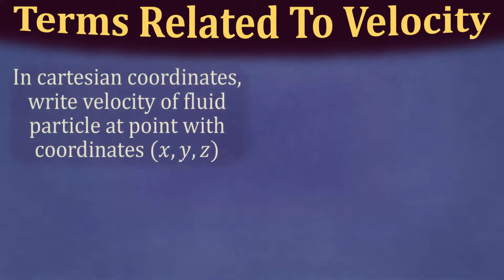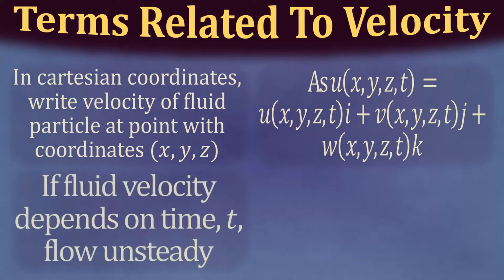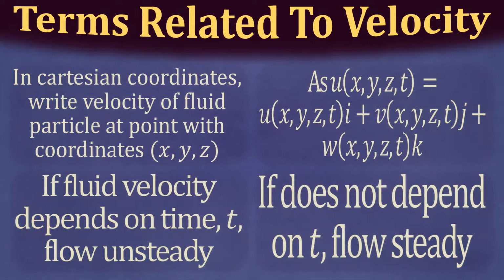Next, let's define some terms relating to velocity. In Cartesian coordinates, we write velocity of the fluid particle at a point with coordinates x, y, z as u of x, y, z, t is equal to u of x, y, z, t i plus v of x, y, z, t j plus w of x, y, z, t k. If the fluid velocity depends on time t, we say the flow is unsteady. If it does not depend on t, the flow is steady.